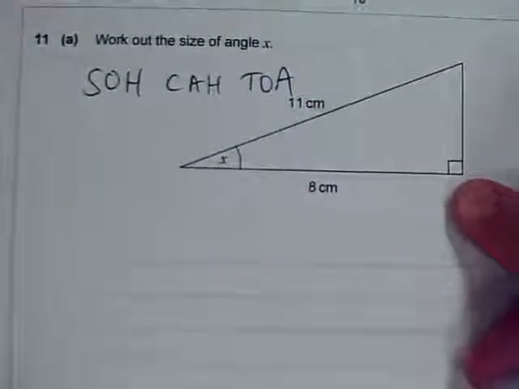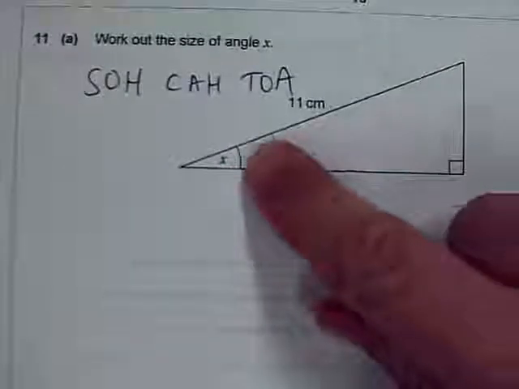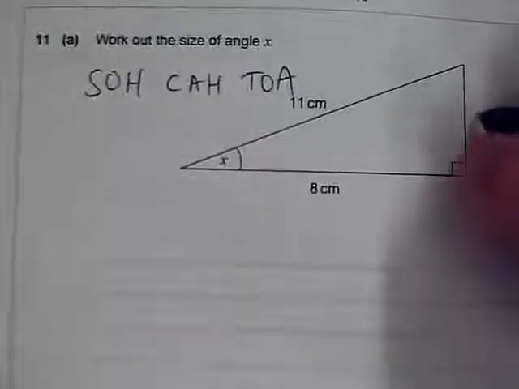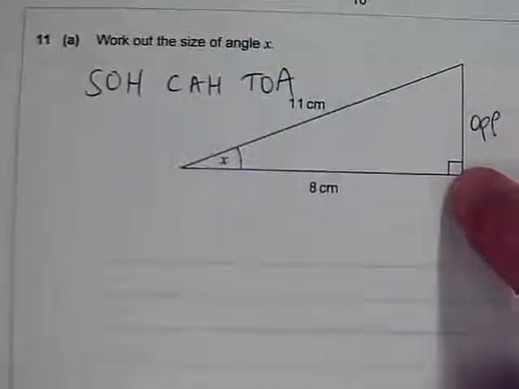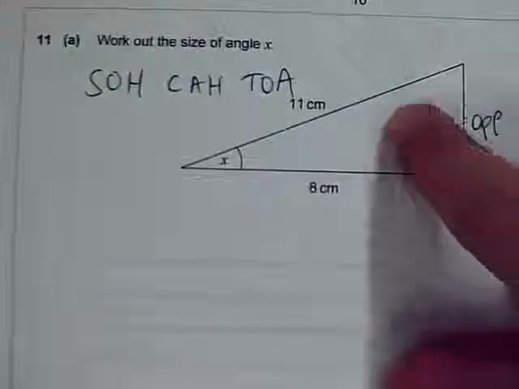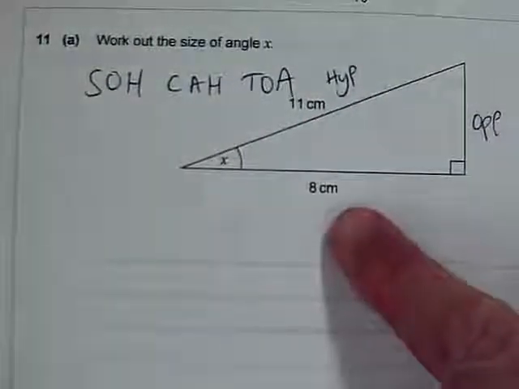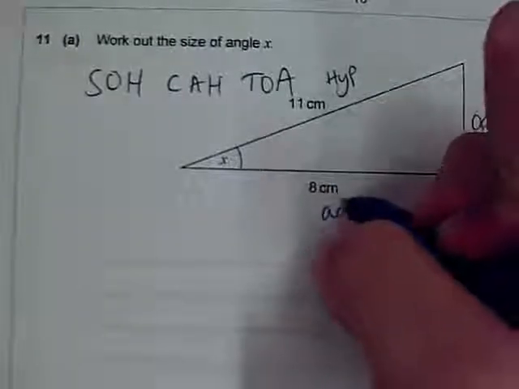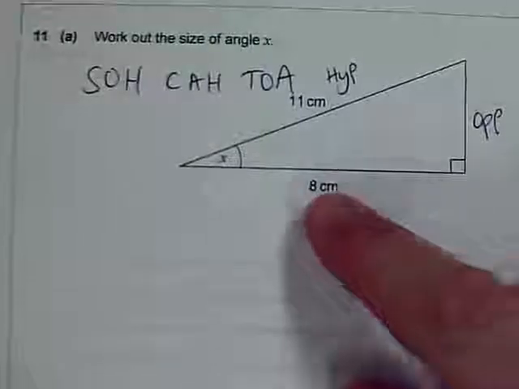And to start off with trigonometry, we label our sides. So opposite the angle that they give you in the question is called the opposite. I'm going to write OPP for short. Opposite the right angle is the hypotenuse. So I'm going to write HYP for short. And the third side is the adjacent, which literally means next to the angle.